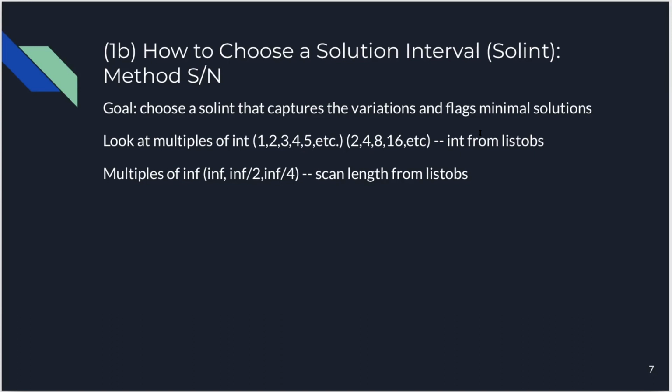And so in the script, we gave you some lines of code that allowed you to explore different solution intervals. So a good way to go about exploring solution intervals is to look at 1, 2, 3, 4, 5 times int, or also to do 2 to the n, so 2, 4, 8, 16 times the interval time. You can also look at inf divided by 2, inf divided by 4. And what we can do then is look at the signal to noise distribution of these solution intervals.